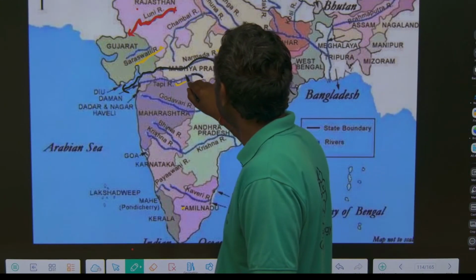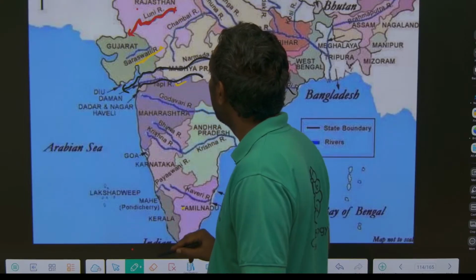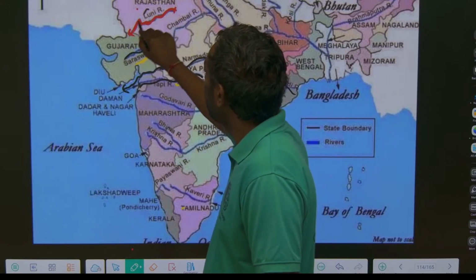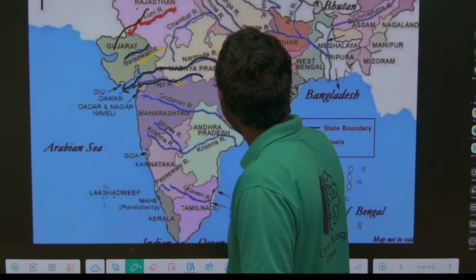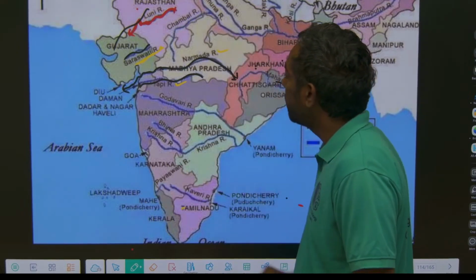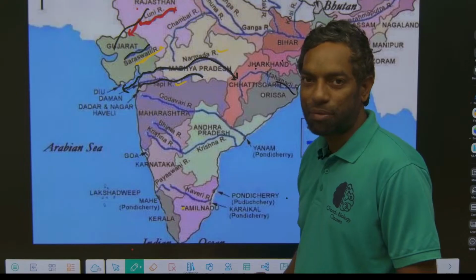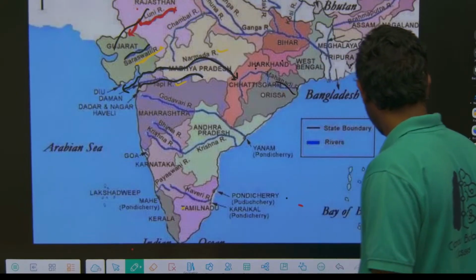The Tapi is somewhat shorter than this. Then Saraswati, Luni. Among west flowing rivers, the one that crosses the most borders is the Narmada river.